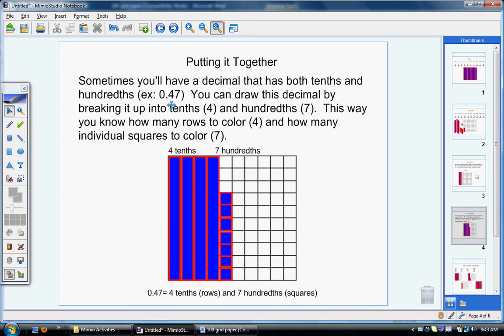This way I need to color in 4 tenths, which are the rows, 1, 2, 3, 4, and 7 hundredths, or 7 individual squares, 1, 2, 3, 4, 5, 6, 7. It's much faster to think of it as 4 tenths and 7 hundredths than having to color in each and every one of those little squares one by one.